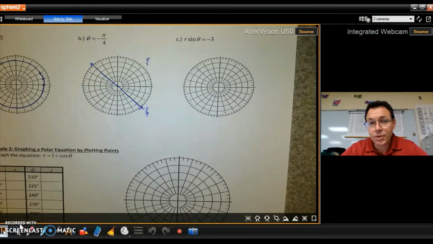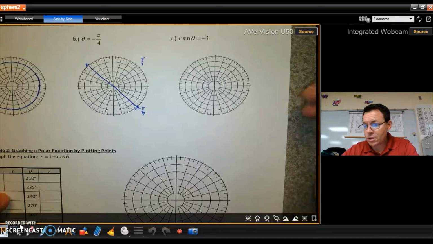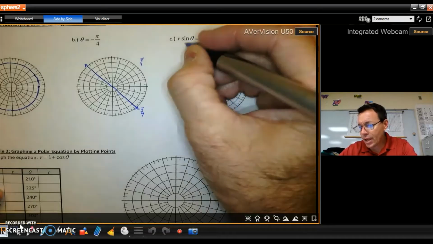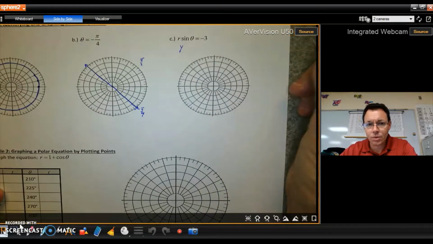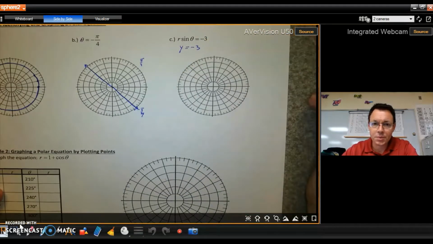Okay? The third example, r sine theta equals negative 3. Now, here in a second, I'm going to show you some equations where we're actually going to type things into our calculator. This one, it does look like there's some operations going on, but we don't need to put this in our calculator. R sine theta. From yesterday, we were converting between x's and y's and r's and thetas, and we found that y is equal to r sine theta. So this is something we're actually familiar with. This is just like y equals negative 3.